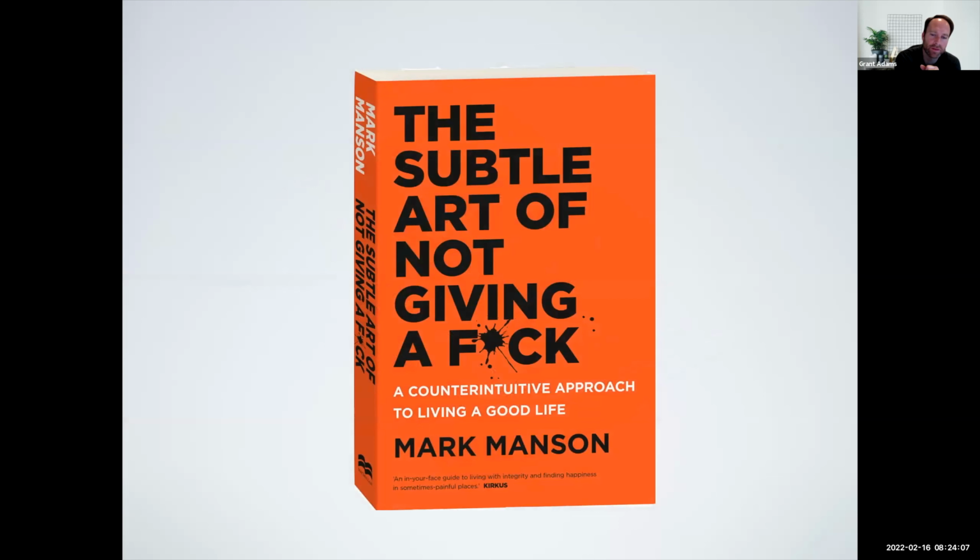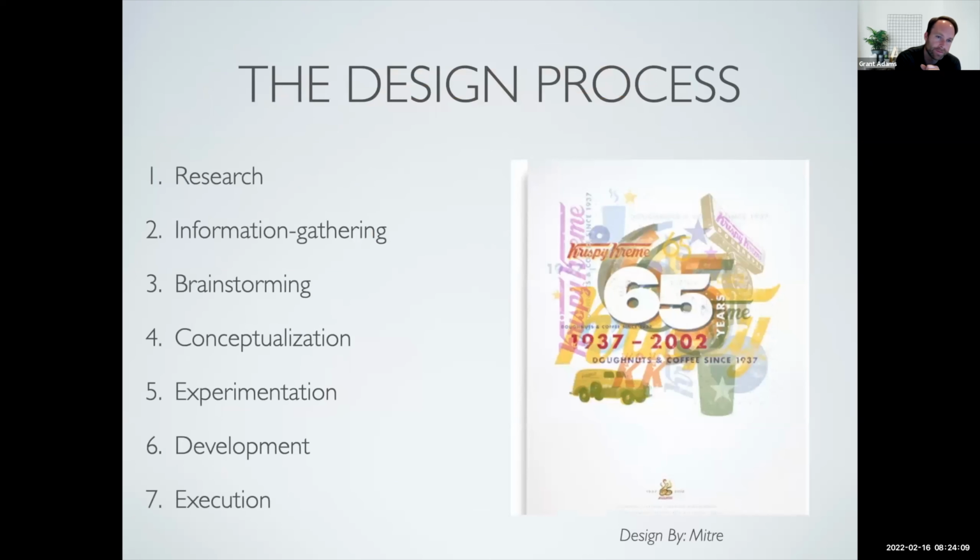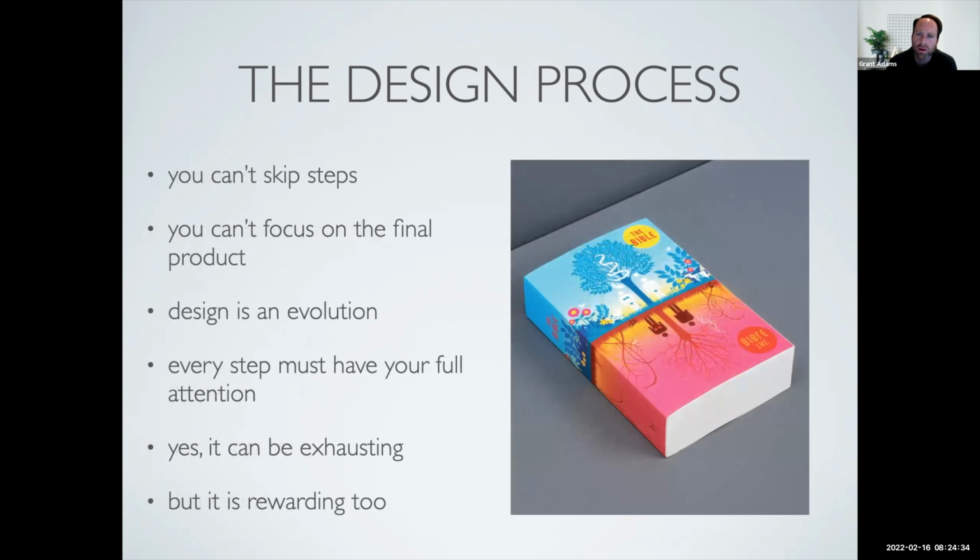I love this cover. I think it's a great cover. Design process. So we're going to walk through this design process in some detail. We have 7 steps. We have the research phase, then we have the information gathering. We follow that with brainstorming, conceptualization, experimentation, development, and execution. And so the nice thing about this class is we don't have a test. So you don't have to memorize these steps, but it's kind of good to go through what these steps are.